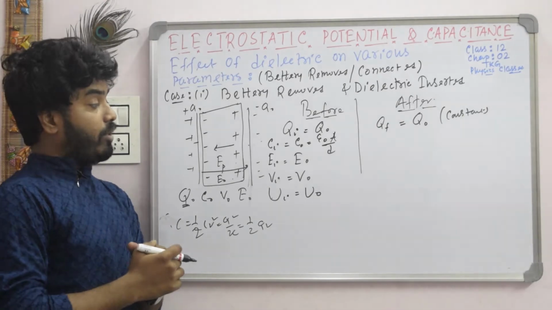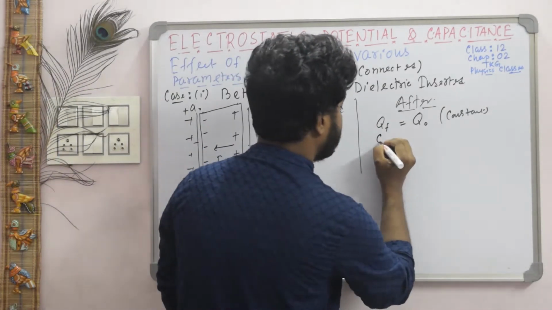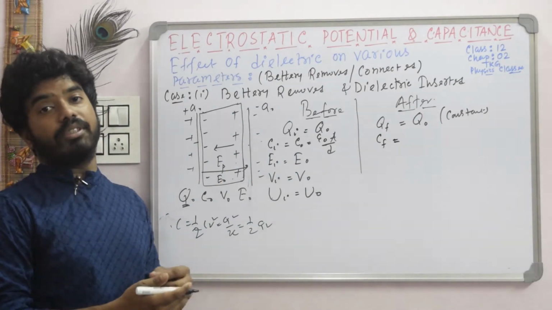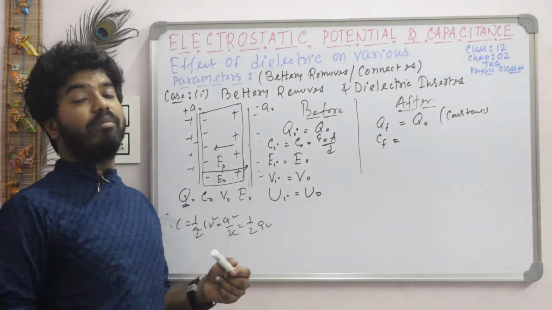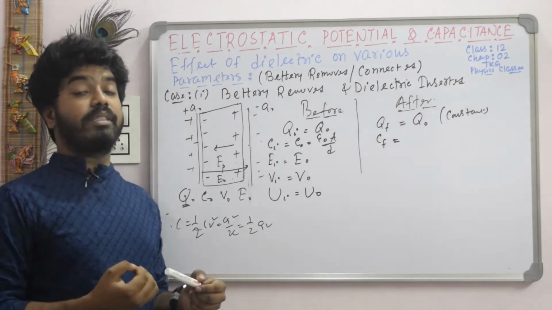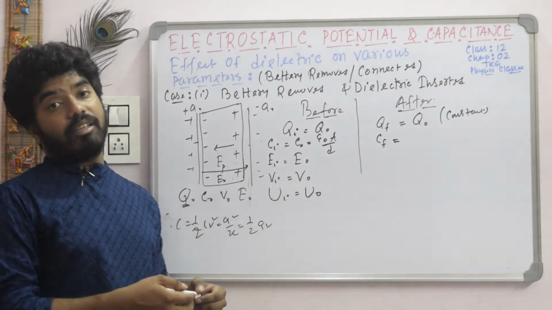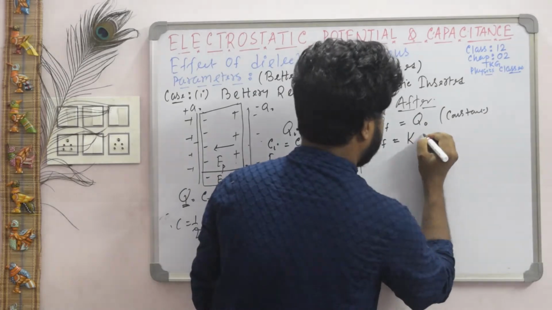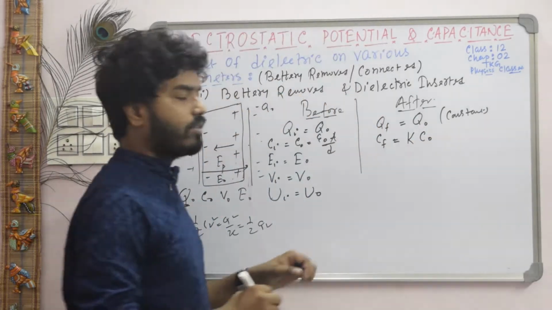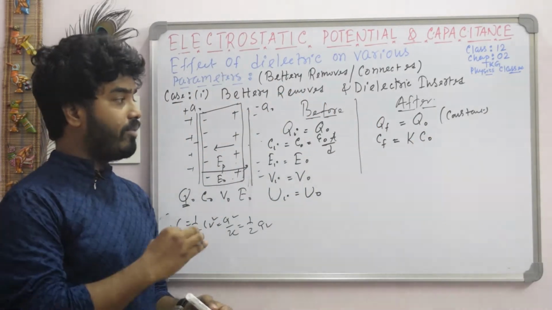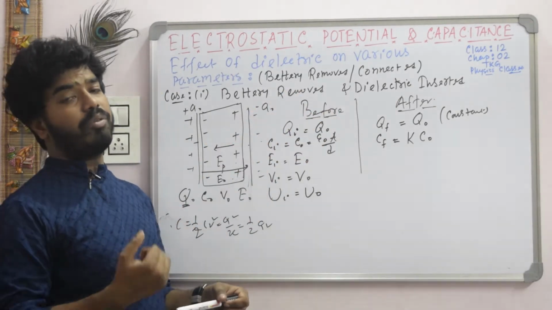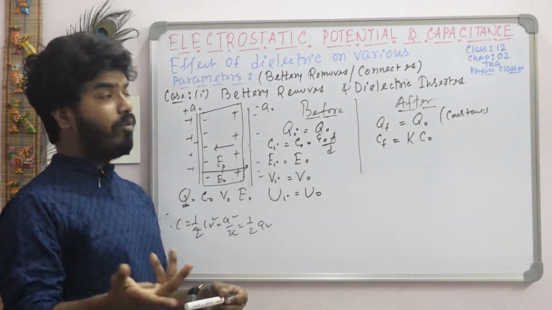Okay, so what will be the final capacitance? CF. We already derived the equivalent capacitance for a parallel plate capacitor with a dielectric slab. That means the capacitance increases K times, that is CF is equal to K into C naught, which is already derived. If you haven't watched it, go to the previous video and watch it.